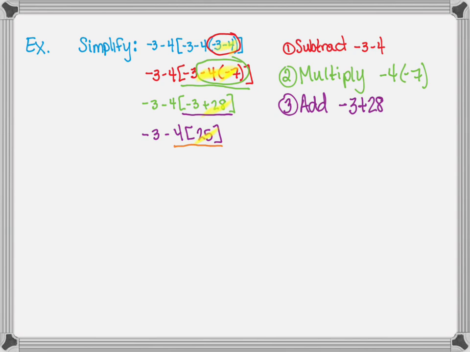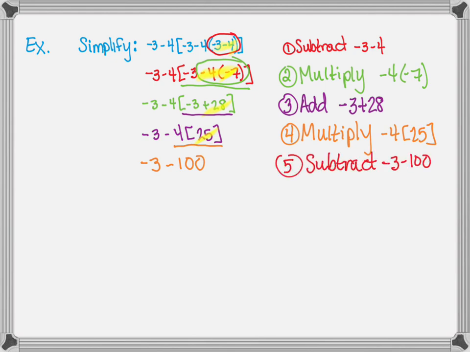So now we have no more operations to complete inside that grouping symbol, the squared off brackets, but we've got a subtraction, we've got a multiplication, we will do the multiplication next. So now we will multiply negative 4 times 25. We'll have negative 3, and then negative 4 times 25 is negative 100. So I have negative 3 minus 100. And now I'll do my final subtraction. Negative 3 minus 100 gives us negative 103.